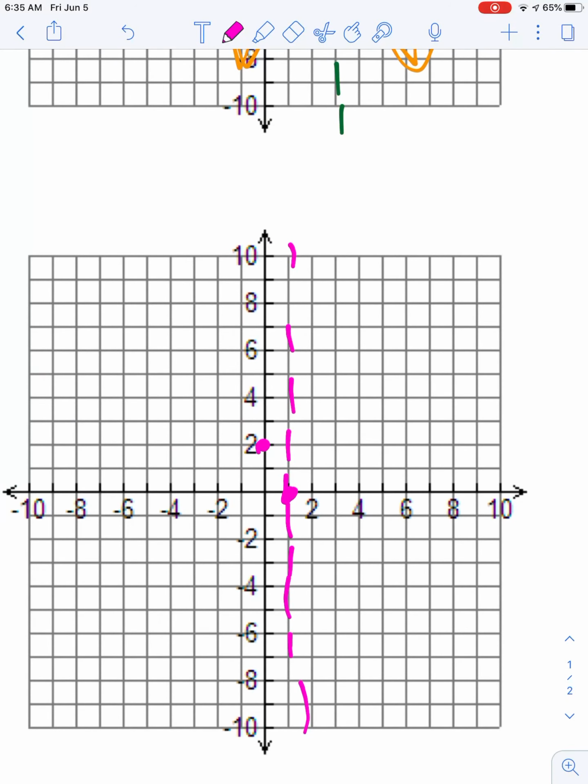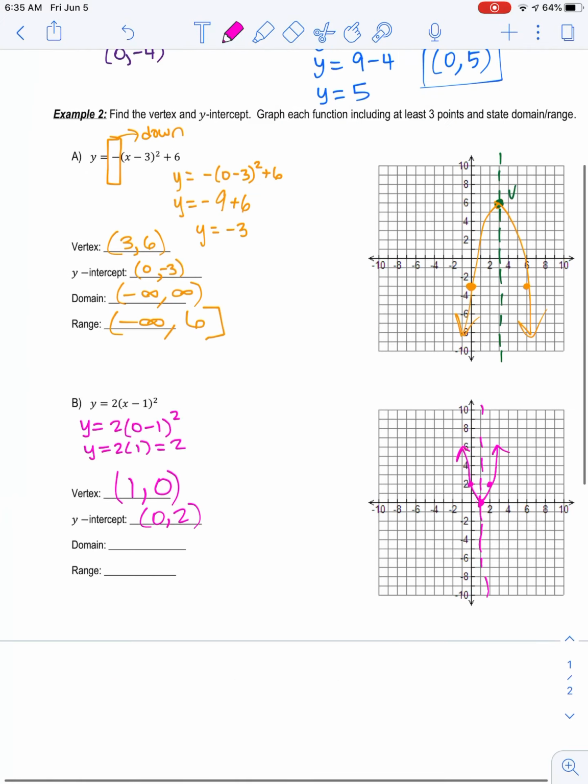So if I put a point at 0, 2 and reflect it over the axis of symmetry, then I can connect. Notice I have the 3 points I need, and it is opening up, and it is a little bit narrower because of that 2 in front. So just look at that a value to kind of check that your graph looks correct. And really, we're not using that to do the graph. We're just using vertex and y-intercept, and then just kind of using that a value to make sure it's opening in the correct direction and all that.